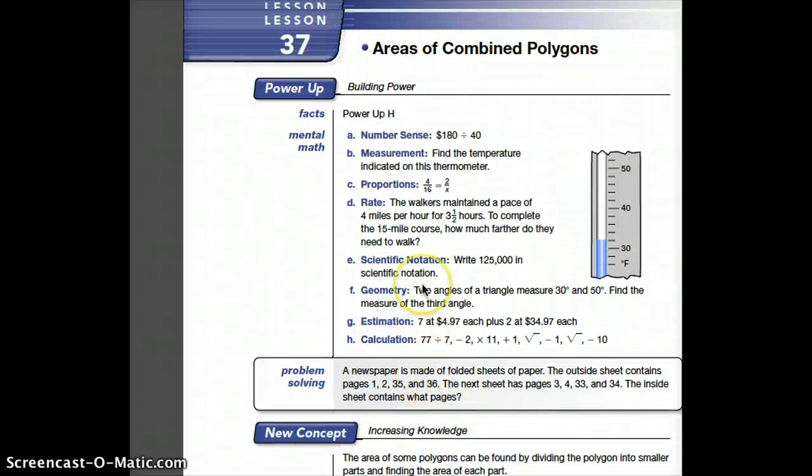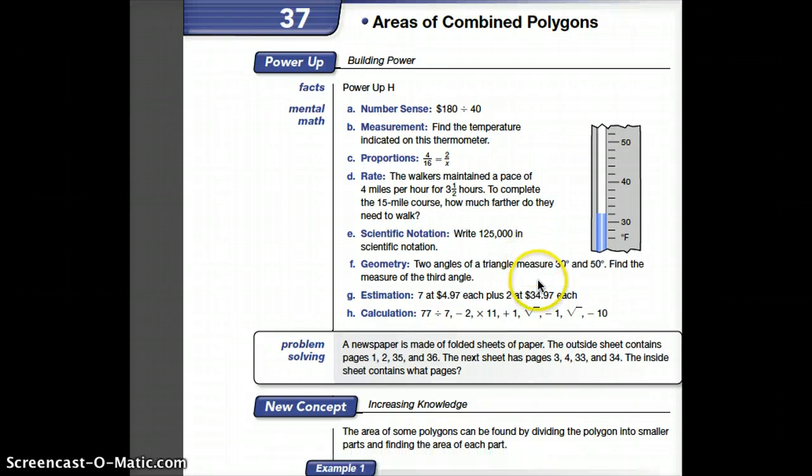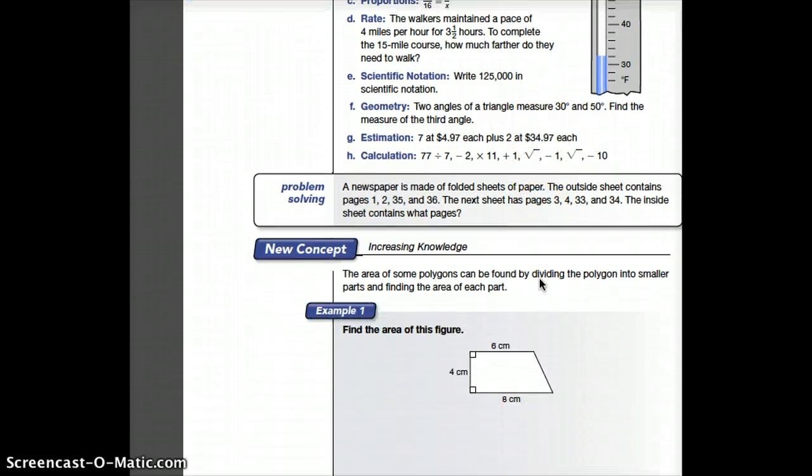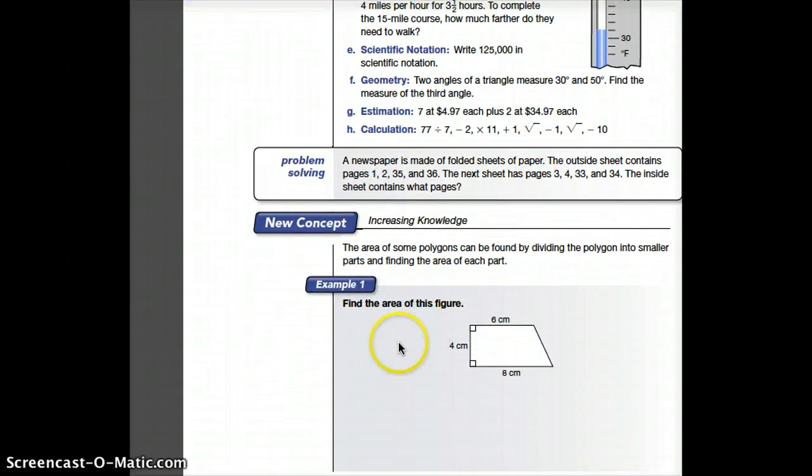Okay, everyone, this is the first lesson for pre-algebra, area of combined polygons. And like I said earlier, this is the most challenging section. So even if you have trouble with this section, you're going to find that the next three sections are a lot easier. So just do your best with this section, give it a good effort, and make sure you go on to the next.